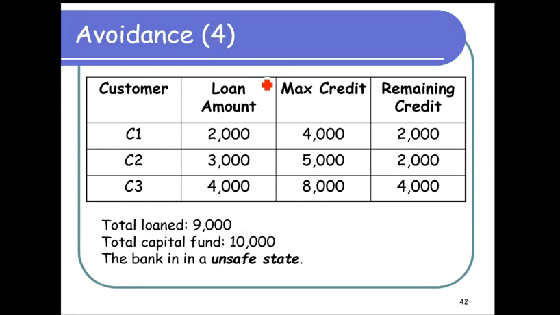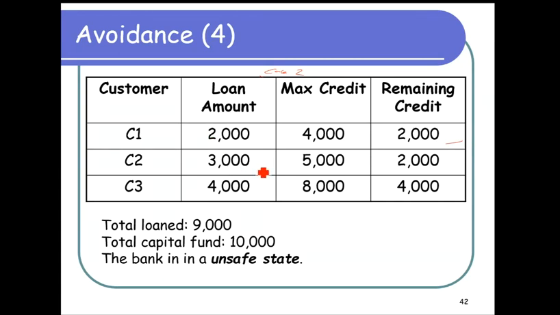Now this is case number 2. Business is expanding and growing. So C1, in order to expand his business, needs to make a loan. Before this, no loan, using all his savings. Now his economy is good, so he wants a loan amount of 2,000. Maximum credit 4,000, so he has remaining credit of 2,000.